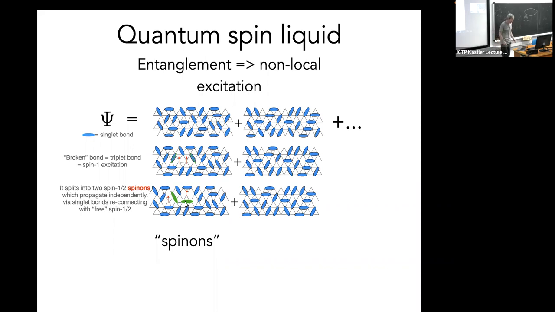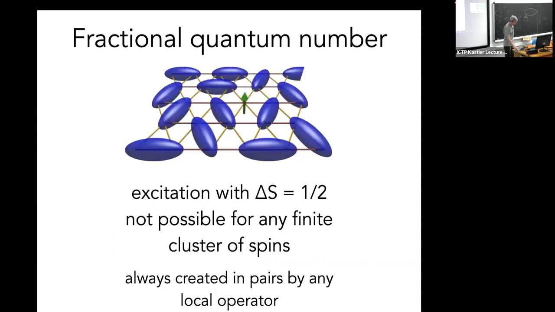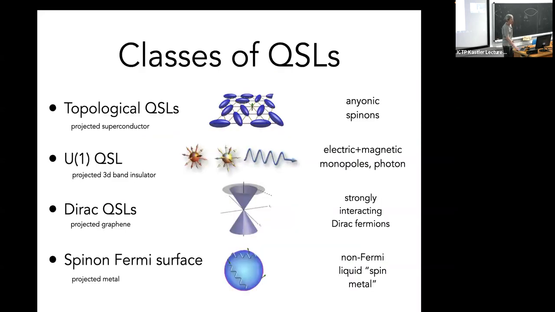the line of flipped or displaced singlets shown in green essentially is a cartoon picture of the gauge field, which mediates interaction between these. And so the key physical property of the spin liquid state is that its elementary excitations carry spin one half, and they're always created in pairs. So any local operator acting, so a spin flip or group of spin flips in a finite small sub-volume of the system, creates an even number of them. And this has profound consequences both for theory and experiment.